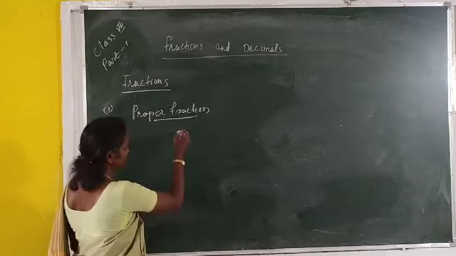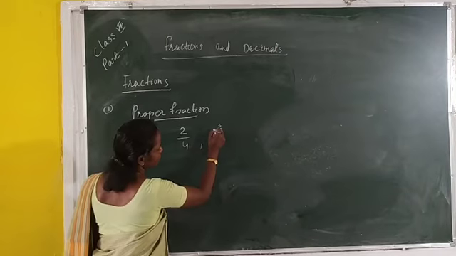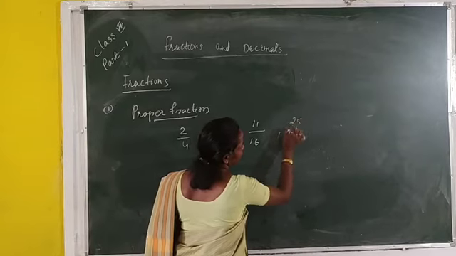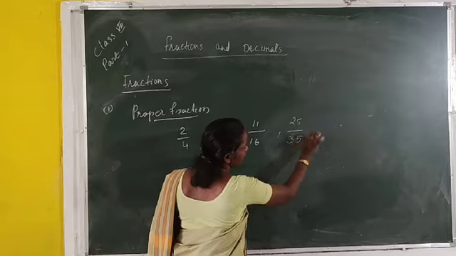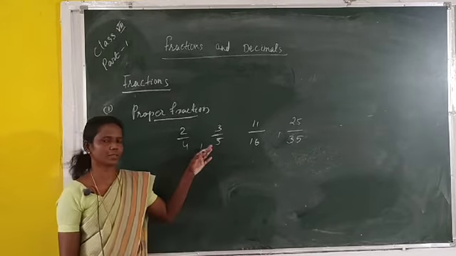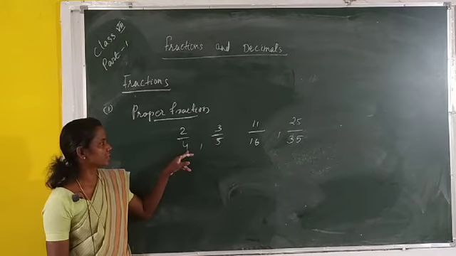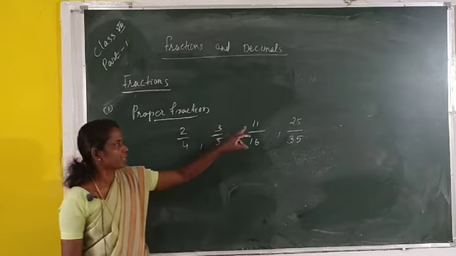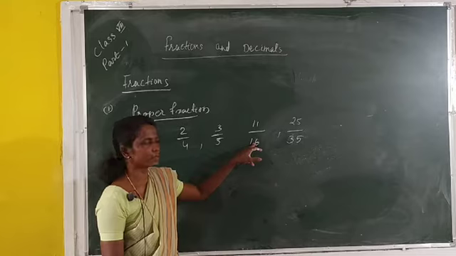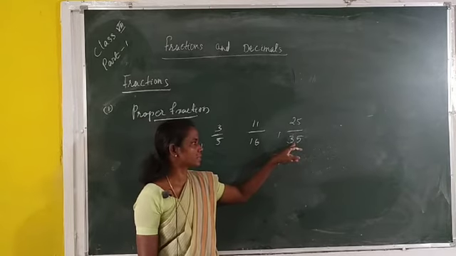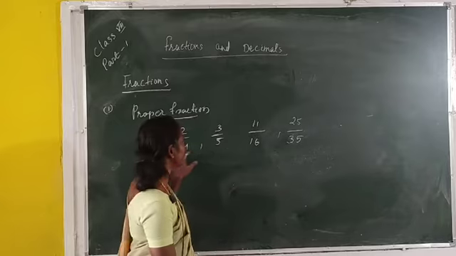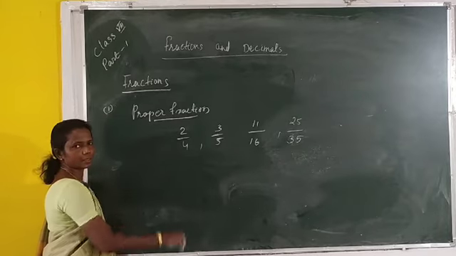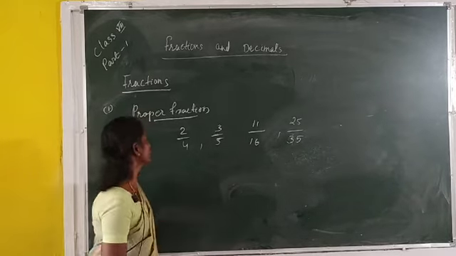For example, 2 by 4, 3 by 5, 11 by 16, then 25 by 35. Look at the numerator and denominator. In 2 by 4, the denominator is big. In 3 by 5, 5 is big. In 11 by 16, 16 is big. 25 and 35, which one is big? 35. All the denominators are big here. Proper fraction means its numerator is less than its denominator. Is it clear?